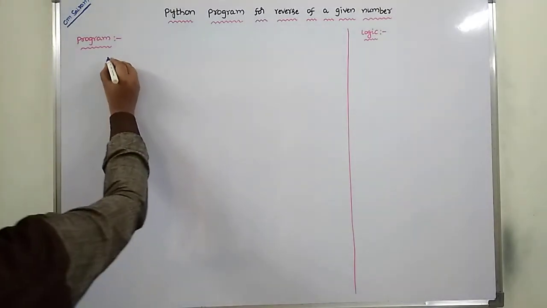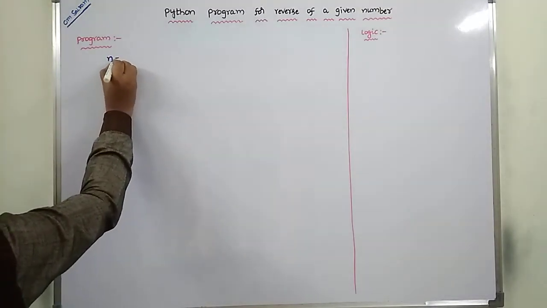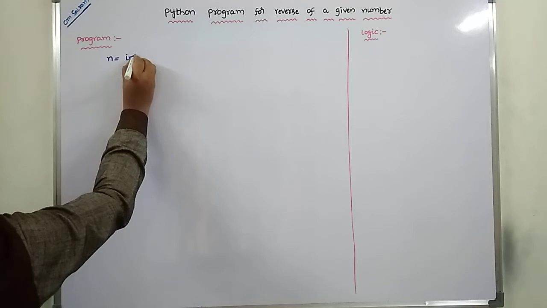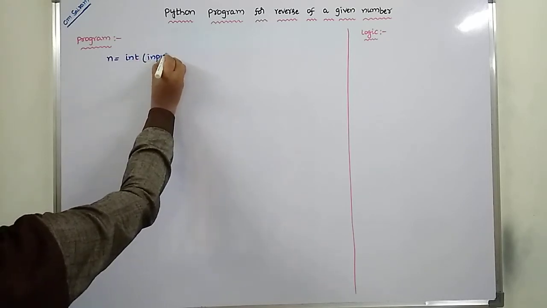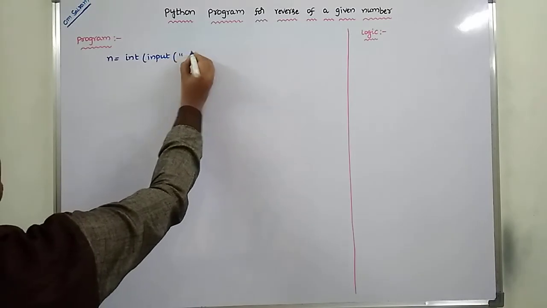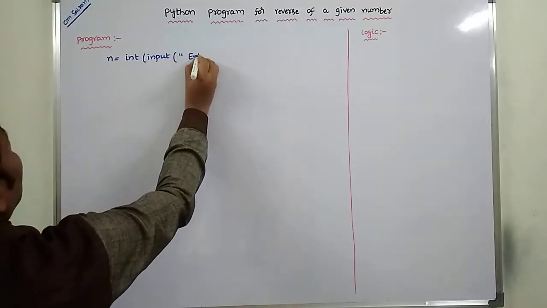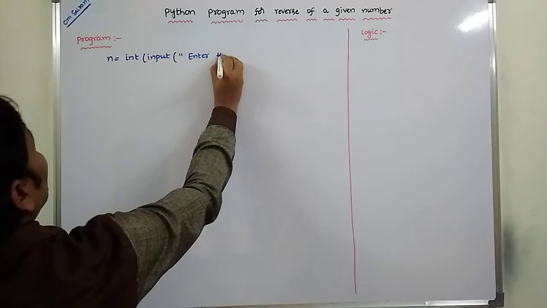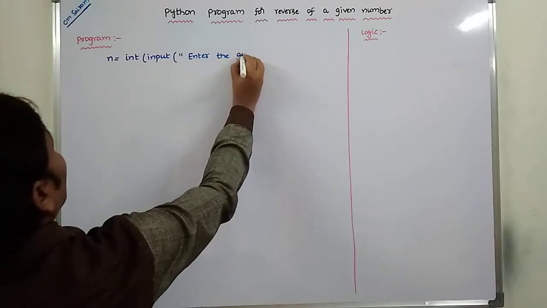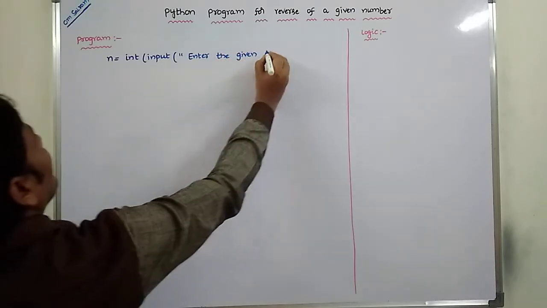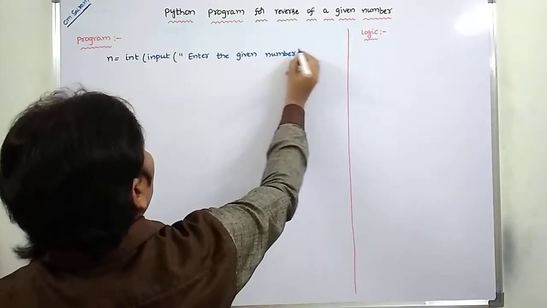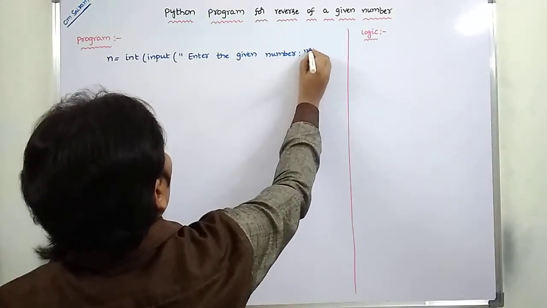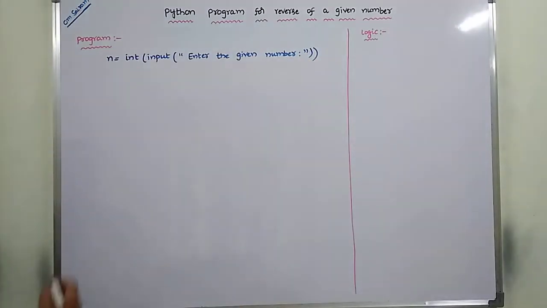Okay, so n is equal to int of input of "Enter the given number".